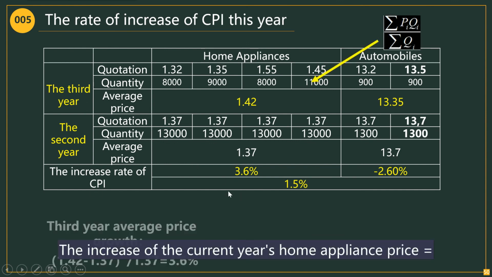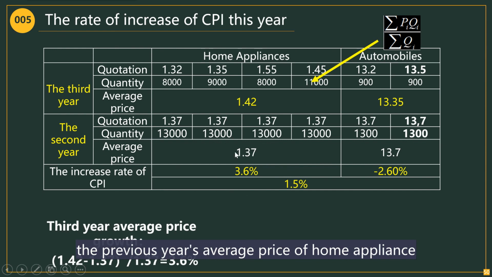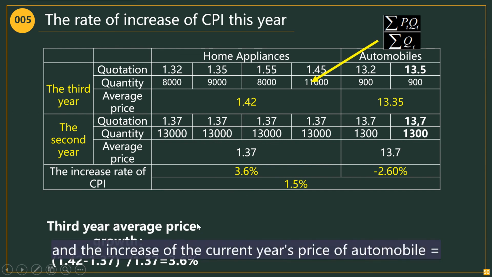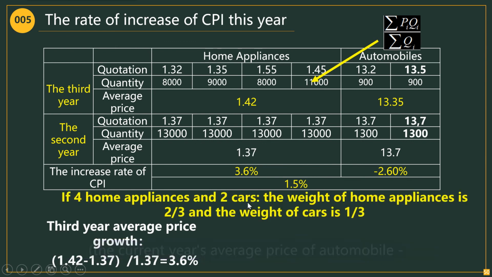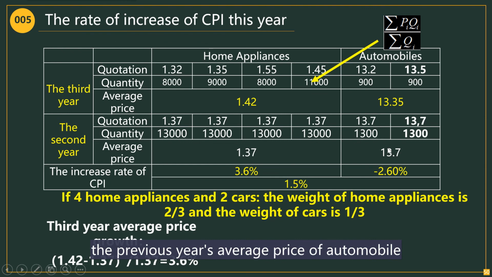The increase of the current year's home appliance price is equal to the current year's average price of home appliance minus the previous year's average price of home appliance, divided by the previous year's average price of home appliance. And the increase of the current year's price of automobile is equal to the current year's average price of automobile minus the previous year's average price of automobile, divided by the previous year's average price of automobile.